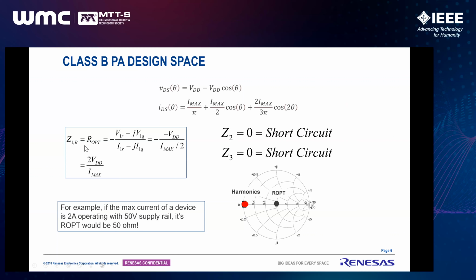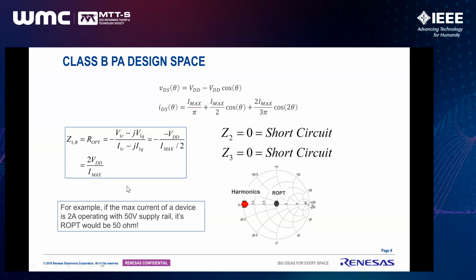And for the fundamental, which we are calling R opt, it can again be computed with the real and reactive component from the voltage and real and reactive component from the current. If we take the real and reactive components from the voltage and current and put them into this equation, we can find out what the R opt would be for this class B operation. And we see that it would be 2 VDD over Imax.